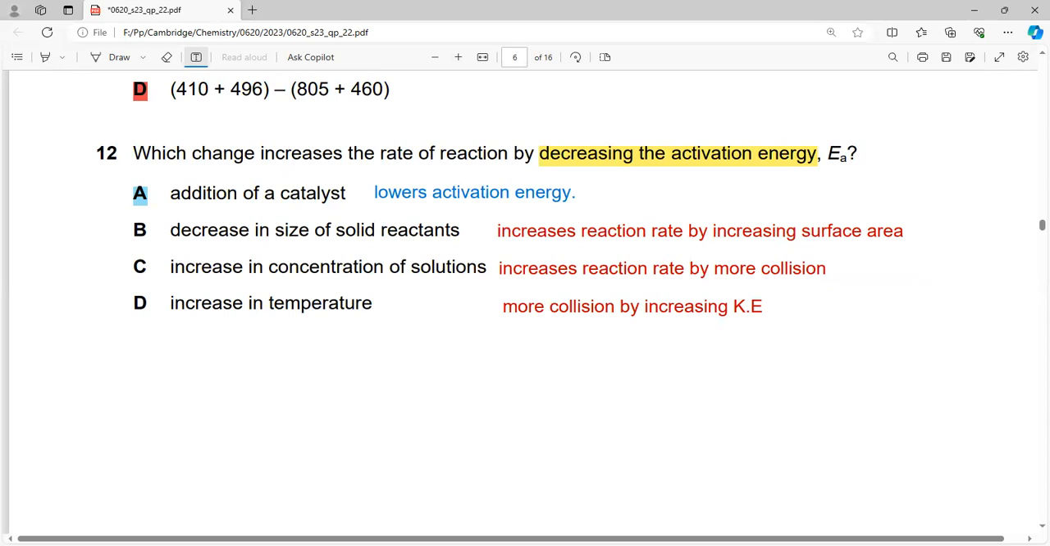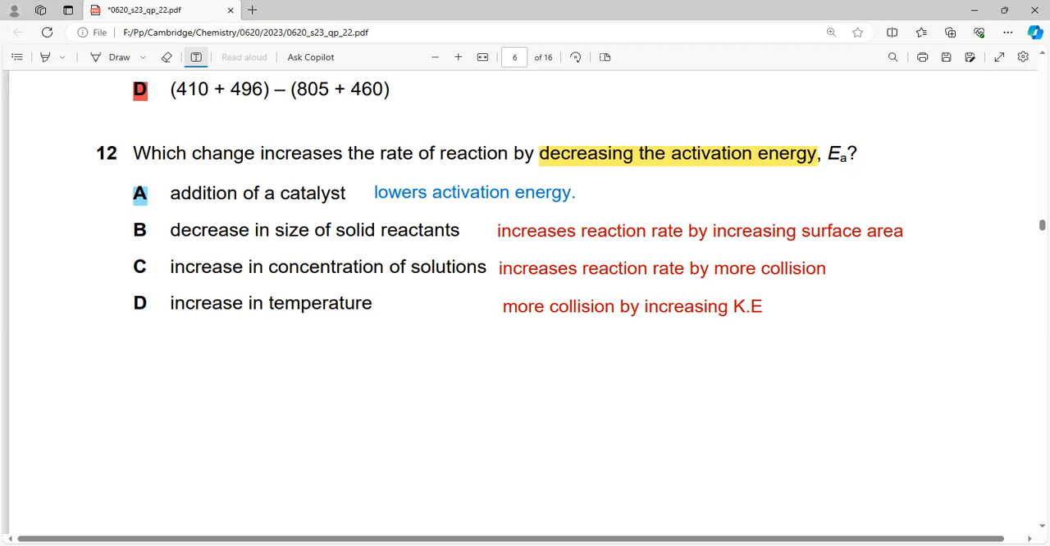Question number 12, which change increases the rate of reaction by decreasing the activation energy? Here, the role of an enzyme or a catalyst is to lower the activation energy. Whether it is an inorganic catalyst or an organic catalyst, their function is to decrease the activation energy. We define activation energy as the minimum energy required to convert reactant into product. And in this way, the catalyst decreases activation energy, so the reactant easily converts into the product and the rate of reaction increases. So A is our correct answer.